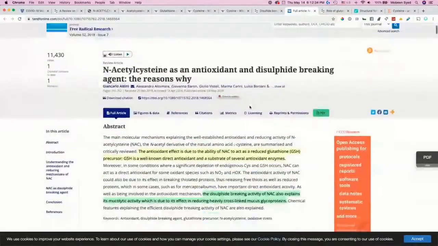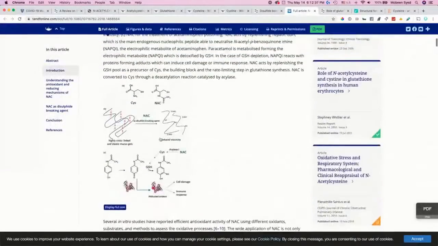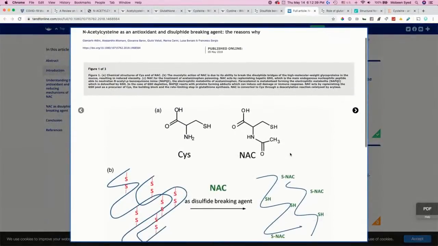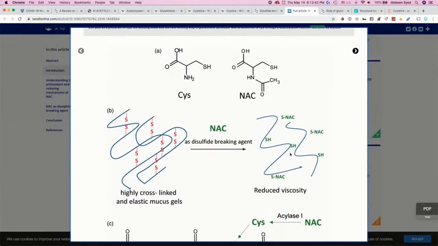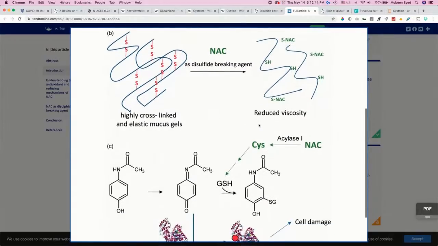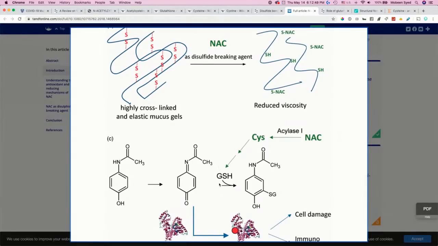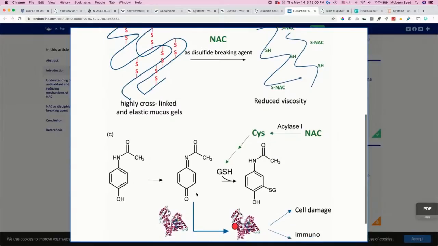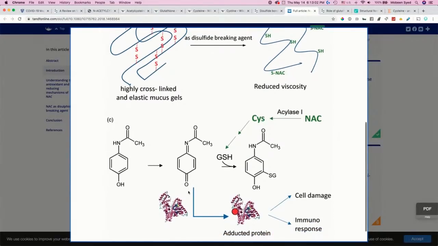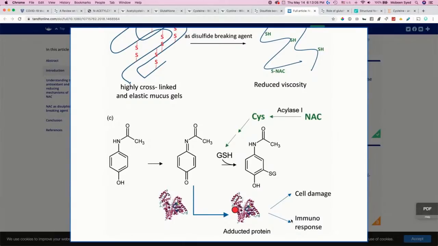Here is a study which is very interesting. In this study, they have shown two functions of NAC. One function of NAC is when glutathione is used up, for example, in Tylenol or paracetamol toxicity. When it becomes toxic, its metabolite in the liver, if in too much quantity, causes liver cell damage and immune response or inflammation in the liver, causing death.